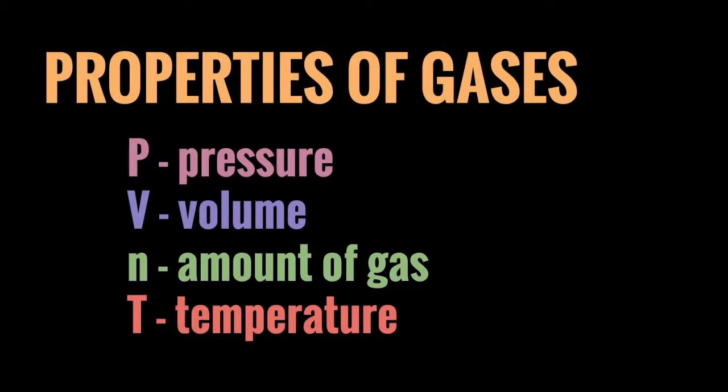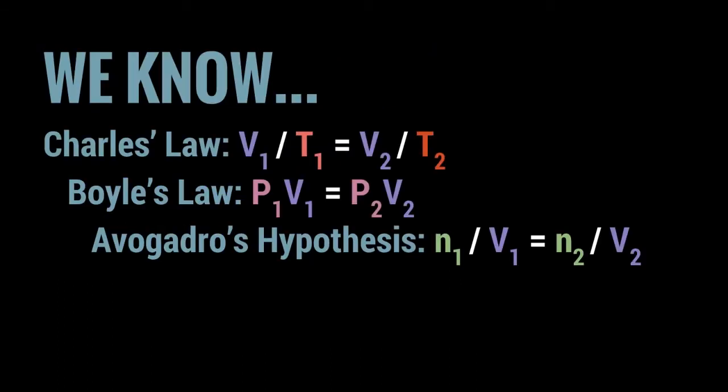So here we've got a couple properties of gases. P, which is the pressure of the gas. V is the volume of the gas. N is the amount of gas. And T is the temperature, measured in kelvins. Remember that. Well, it can be in anything, but usually we'll want to convert to Kelvin.